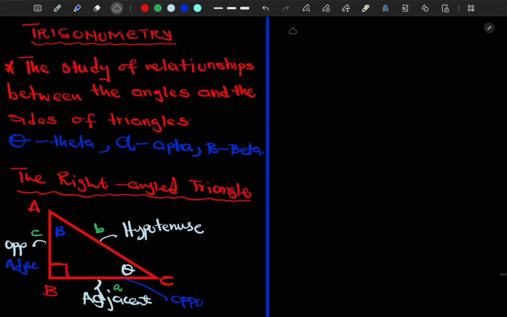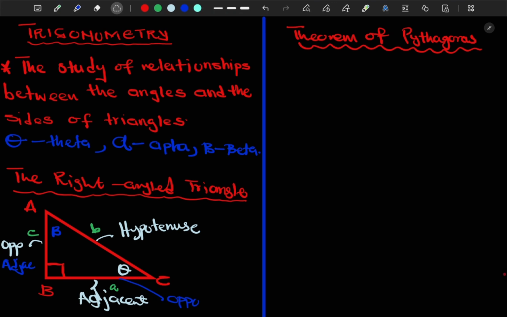Anyway, to understand trigonometry, it is important that we revisit the theorem of Pythagoras. What comes to mind when we speak about the theorem of Pythagoras? What does the theorem of Pythagoras do? It basically describes the relationship between the three sides of a right-angled triangle.